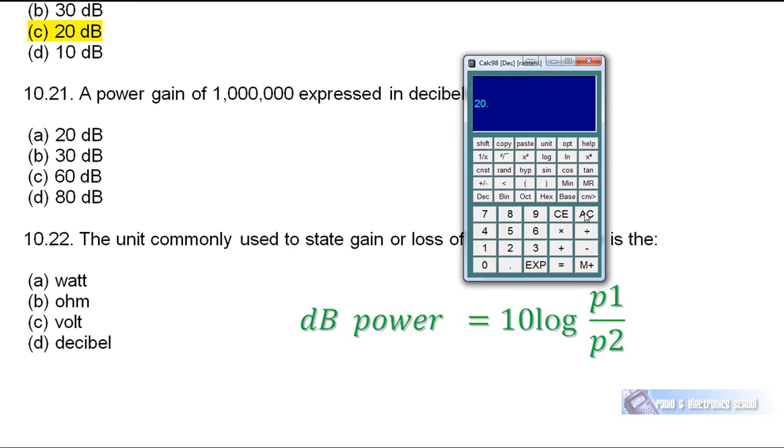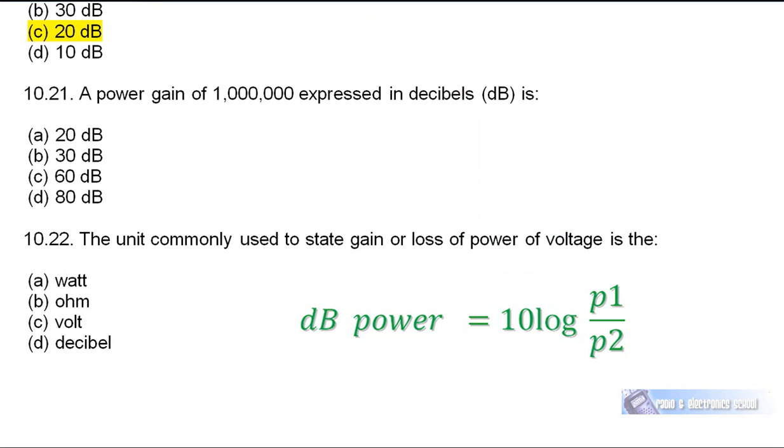So I'm going to enter all clear. I'm going to enter 1,000,000. I'm going to get the log of it, which should be 6. I'm going to multiply by 10, and that will be 60. So the answer is 60 dB.